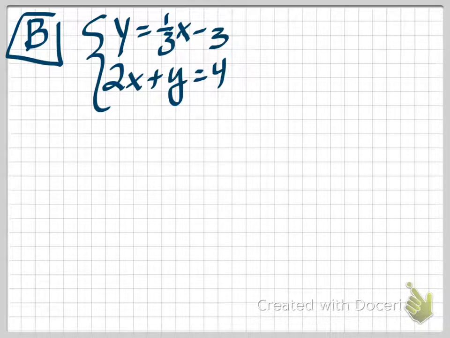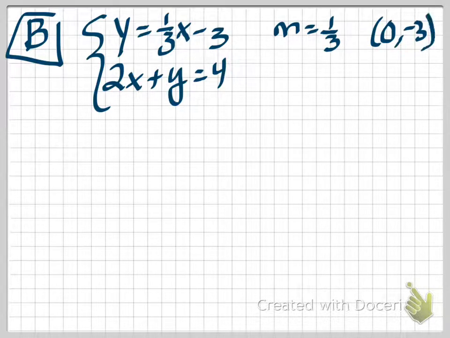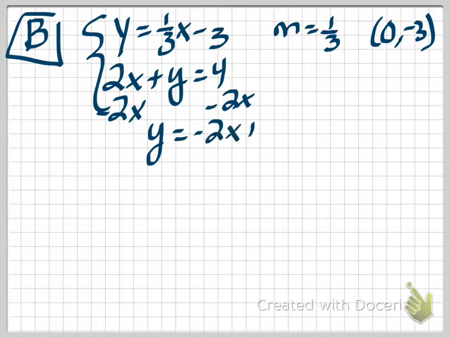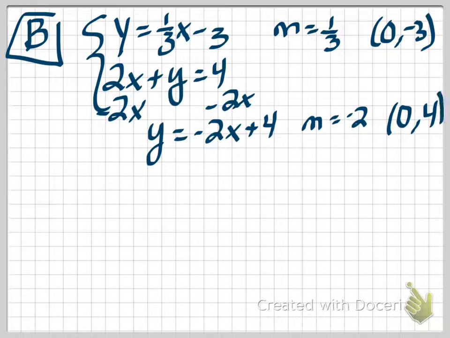Let's look at example B. My system is y equals 1/3 x minus 3. My second equation is 2x plus y equals 4. My slope is 1/3. My y-intercept is -3. My second equation is not in slope-intercept form, so I need to move this 2x to the other side. And I get y equals -2x plus 4. Now it's in slope-intercept form. My slope is -2, and my y-intercept is 4.